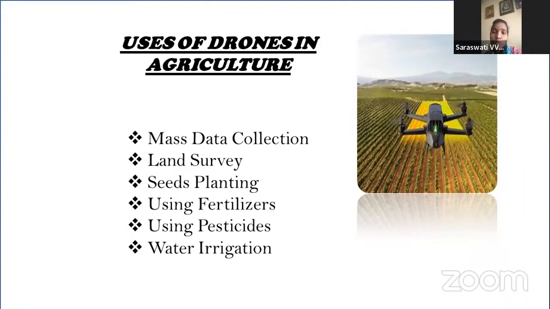And next point, water irrigation. After collecting the data of the land, it sends the data, and a decision is made about the water quantity to provide. The agriculture industries are using drones to increase watering efficiency and to detect possible pooling or leaks in the irrigation.